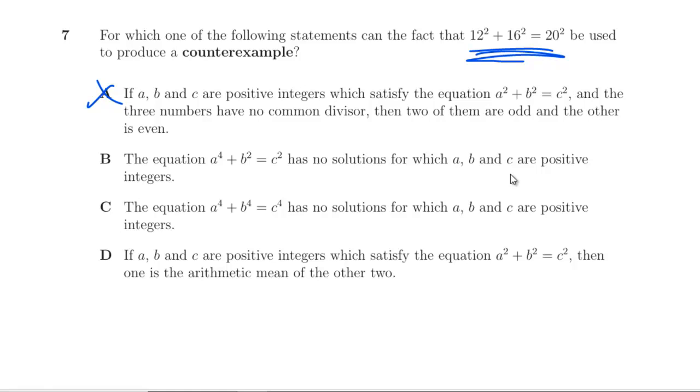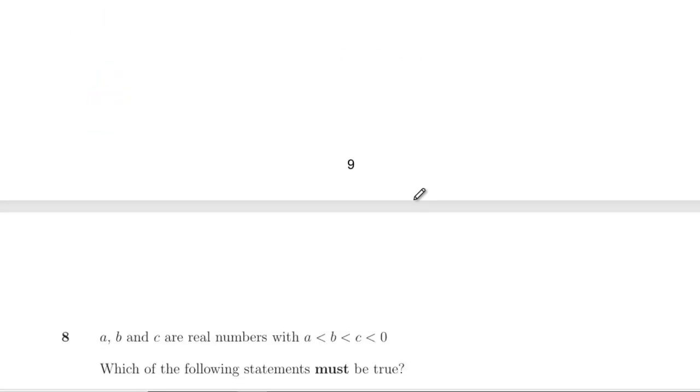The equation a to the 4 plus b squared equals c squared has no solutions for which a, b, and c are positive integers. Right? Do we have an a to the 4? 12 squared? No. Oh, here we go. 16 squared. That's 4 to the 4. So we've got 4 to the 4 plus 12 squared equals 20 squared. So it fits that format. It does have a solution, and they're positive integers. There we go. B. No need to read onwards.